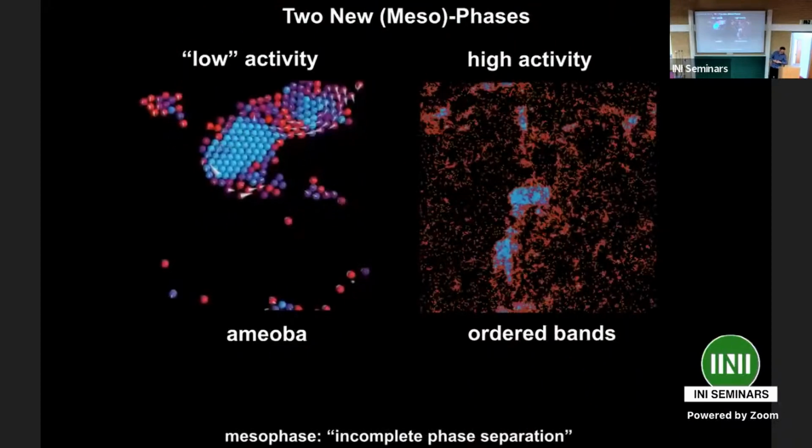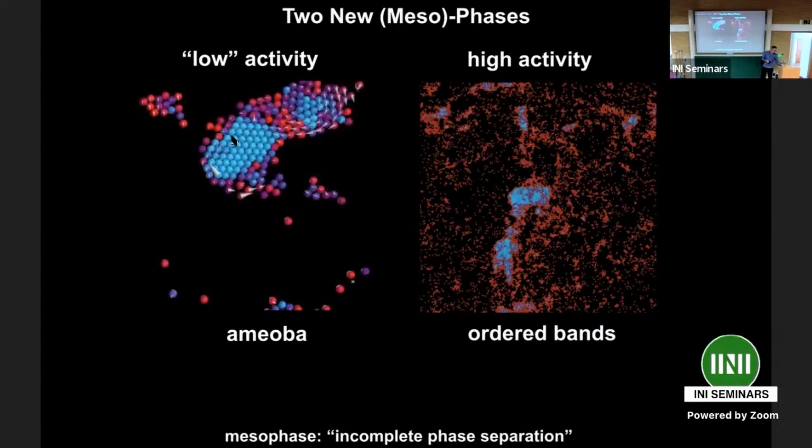And so what we have is something a little unusual. We've got two mesophases in the system. That is to say, at low activity, we have these amoeba. What's happening with the amoeba is that the long-range attractions between particles encourage them to phase separate, but they don't fully phase separate, they just form these domains within the system. But that's opposed by the activity, to prevent them completely phase separating.